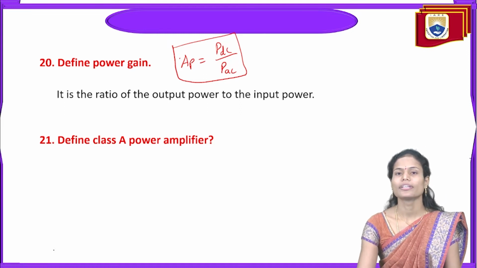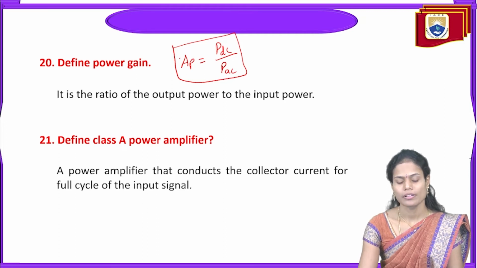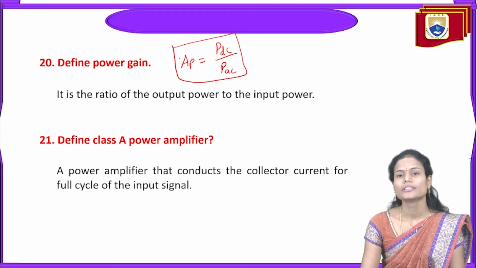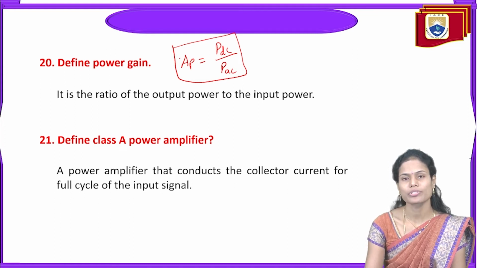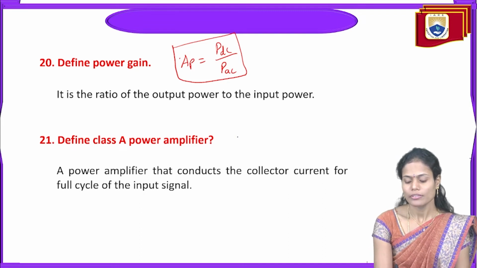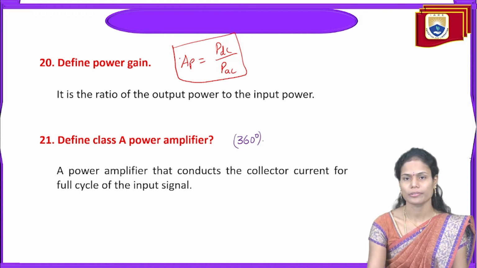And next, define class A power amplifier. So an amplifier that conducts the collector current for a full cycle of the input signal is called the class A power amplifier. So the conduction angle of class A power amplifier is 360 degrees. That is nothing but it is going to utilize the total input signal for amplification here.